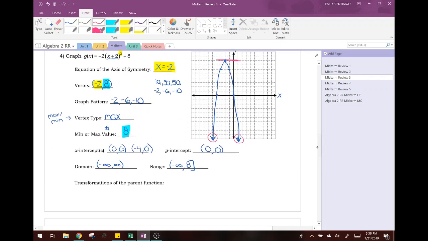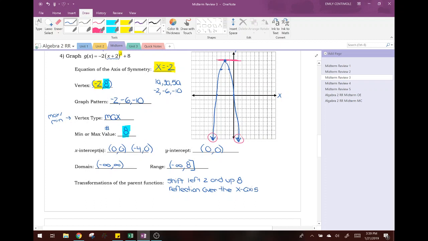Transformations of the parent function. I want to move from the vertex, from the origin to the vertex. So in this one, I'm going to shift, translate, or move, whatever word you want, left 2, and up 8. This is opening down, so this is a reflection over the x-axis.